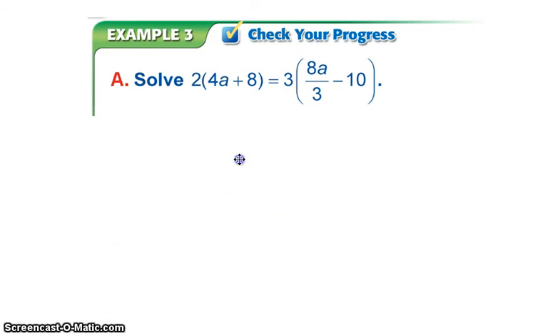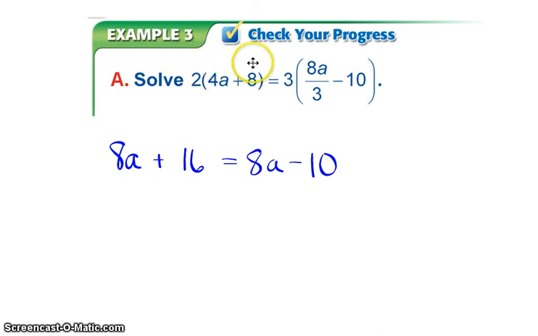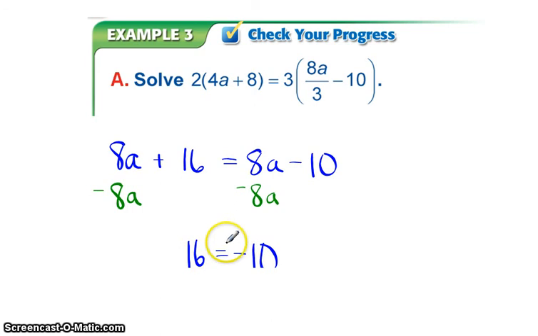Okay, so again, the first thing you should have done was start with the distributive. Distribute the 2 and then distribute the 3. And you get 8a plus 16 equals 8a minus 10. Well, right there you can see that when you subtract your variables, you're going to end up with this statement right here. Okay, 16 equals negative 10.